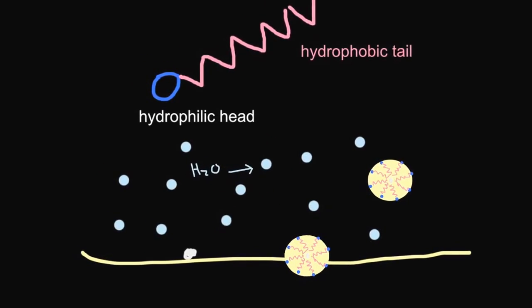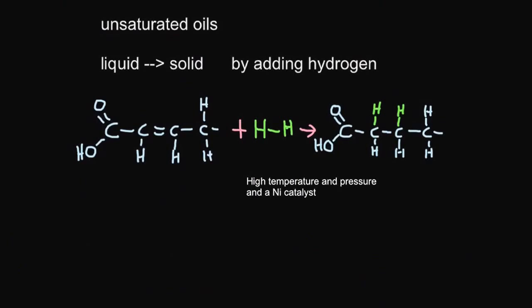Unsaturated oils are esters with carbon-carbon double bonds. You can turn these oils into saturated fats by adding hydrogen across the bonds. So saturated fats are those with no double bonds, the same as alkanes have no double bonds and alkenes have double bonds.